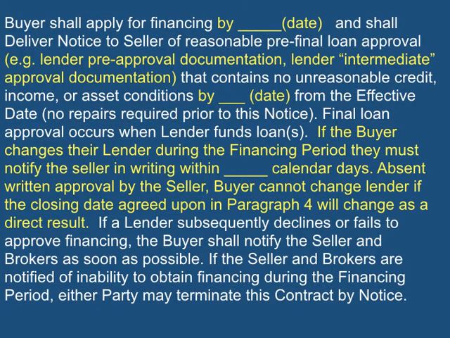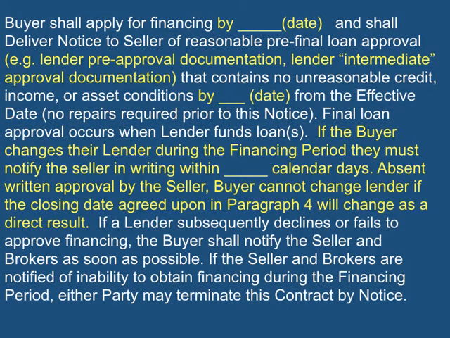You put a date, usually just a calendar date a couple days away at the most, and shall deliver notice to seller of a reasonable pre-final loan approval. That is a lender pre-approval documentation, a lender immediate approval documentation that contains no unreasonable credit, income, or asset conditions by a certain date from the effective date. No repairs are required prior to this notice. So exactly what are we saying here? We're talking about a reasonable pre-final loan approval, and it specifically spells out what that is.